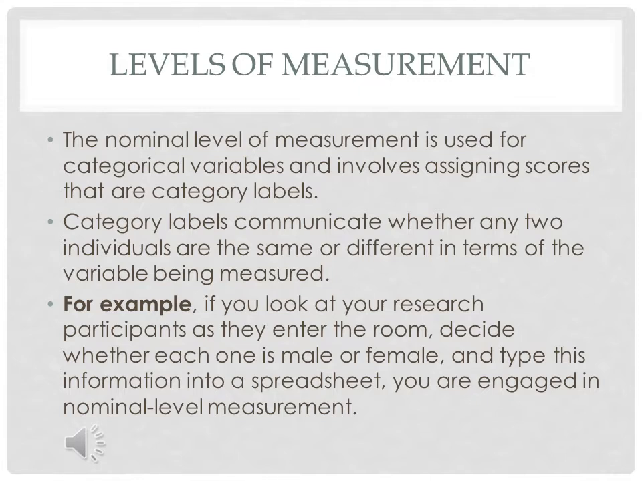And category labels communicate whether any two individuals are the same or different in terms of the variable being measured. For example, if you look at your research participants as they enter the room and decide whether each one is male or female, and type this information into a spreadsheet, you are engaged in nominal level measurement.